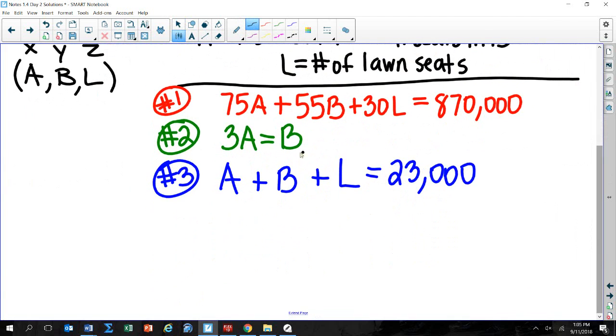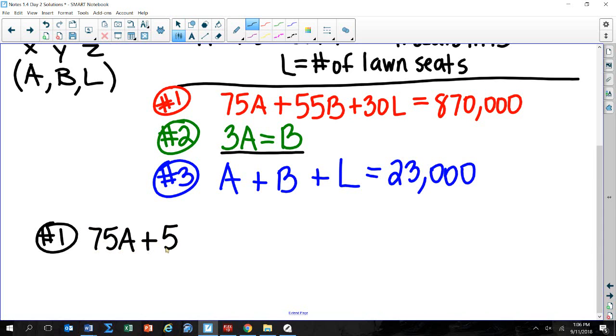I know that B is equivalent to 3A, right? There's 3 times as many seats in section B as there are in section A. So I'm going to start by taking equation 1, and where I see a B, I'm going to replace it with 3A. So I'm going to have 75A plus 55B. Instead of writing B, I'm going to write 3A. And then plus 30L equals 870,000.